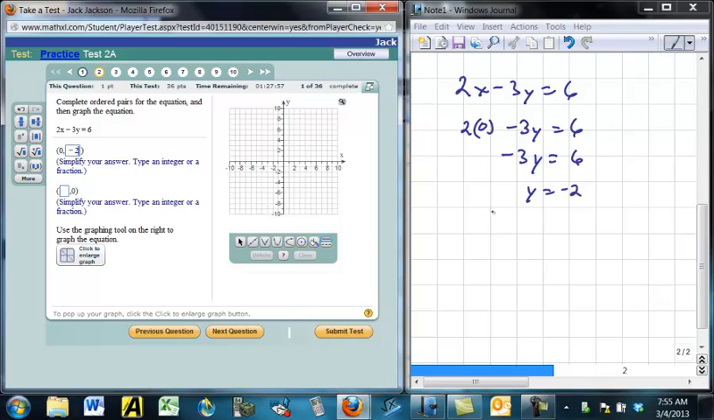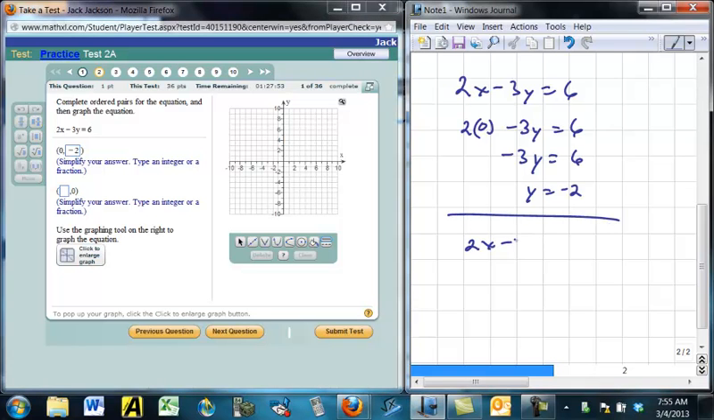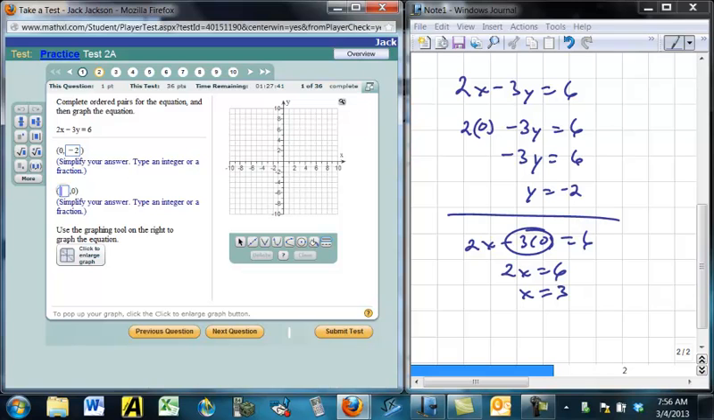And to find the x-intercept, we let y be 0. And so that's 2x minus 3 times 0 equals 6. That's 0 for this part right here. So we get 2x equals 6. Divide by 2 to get x is 3. So 3, 0 is the x-intercept.